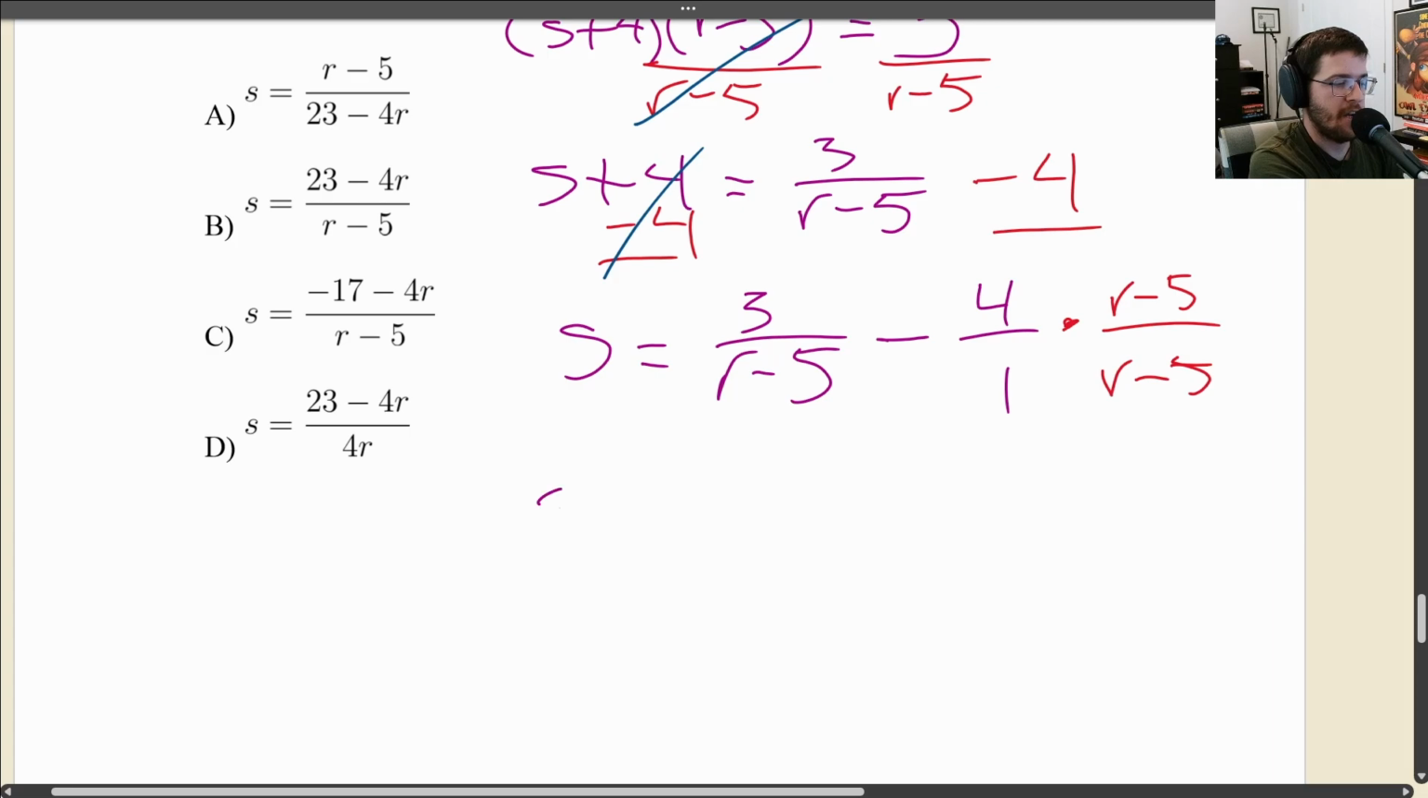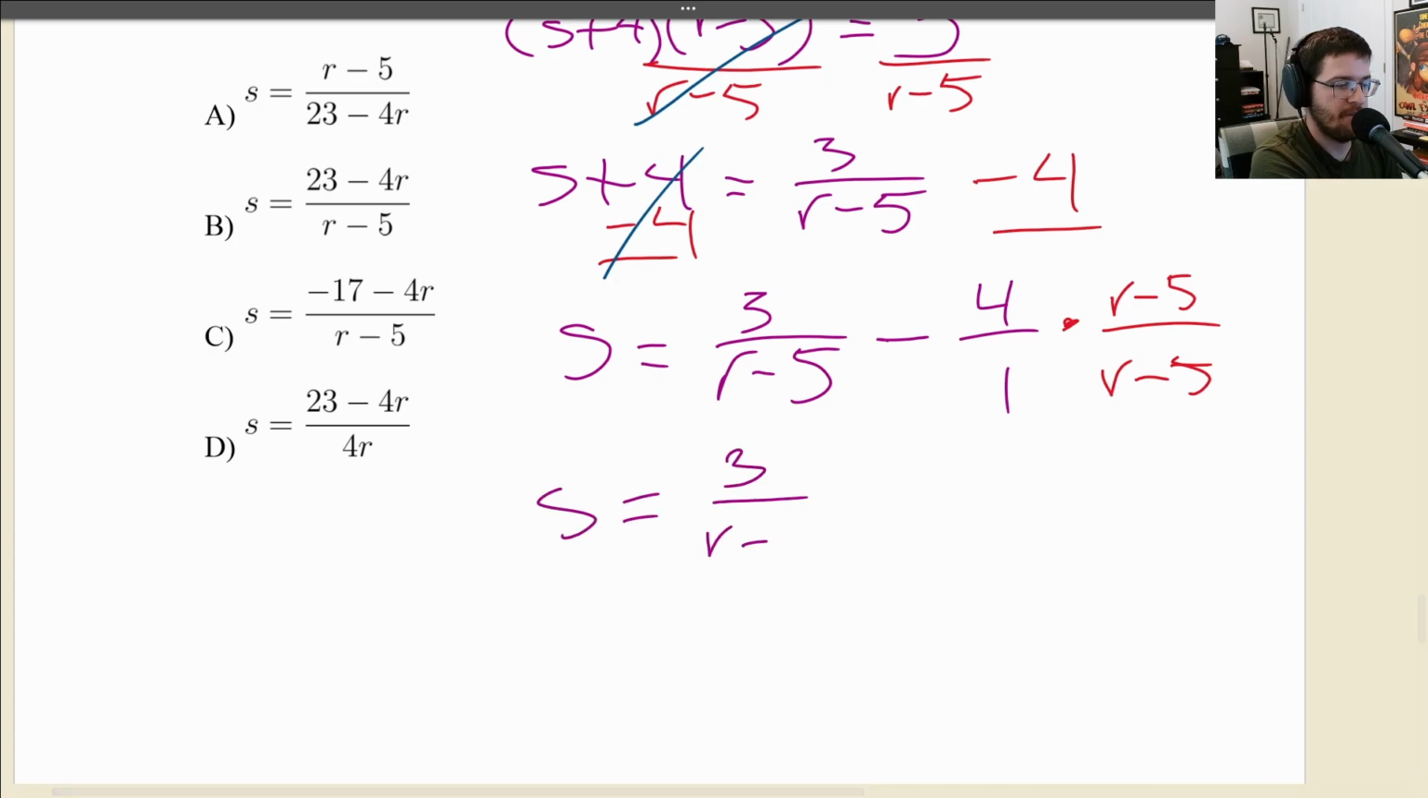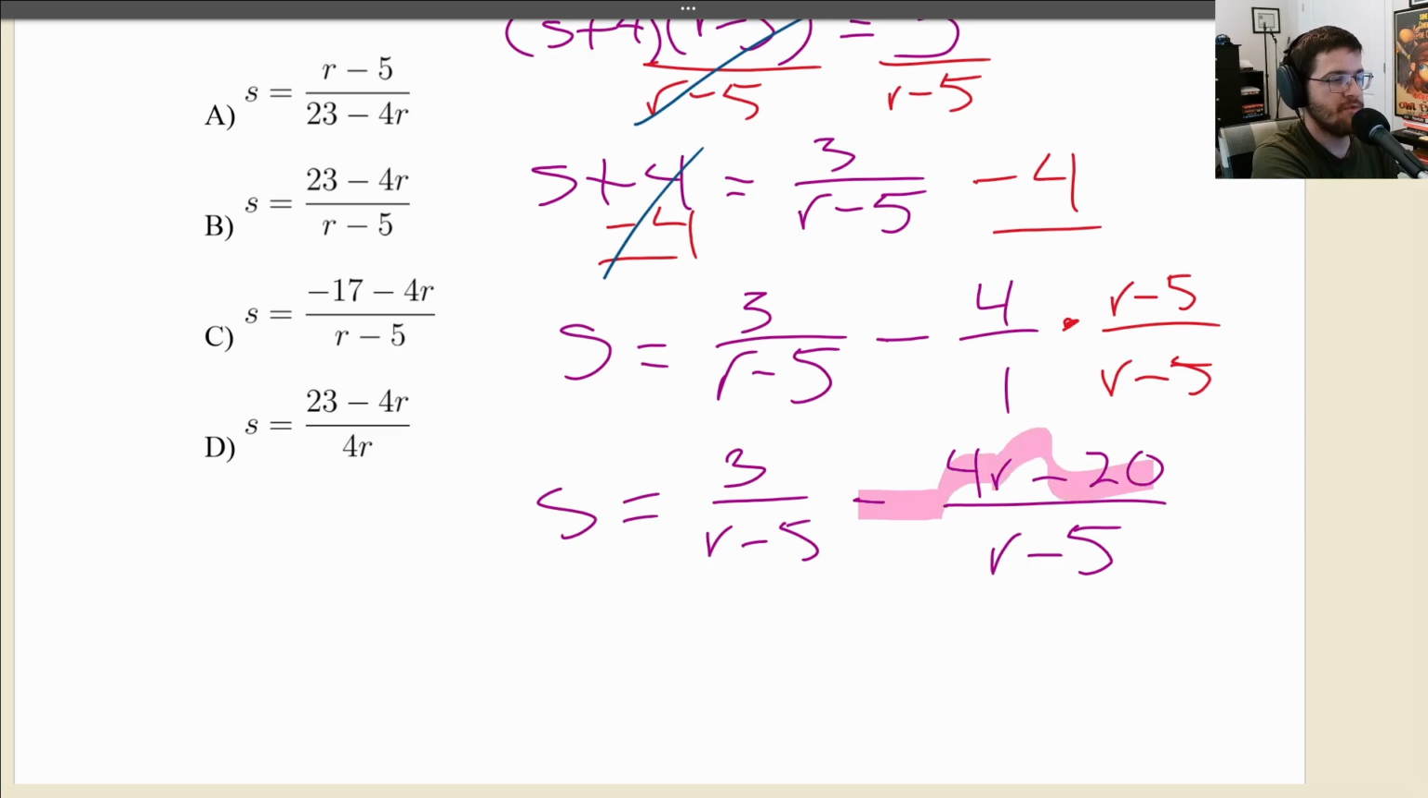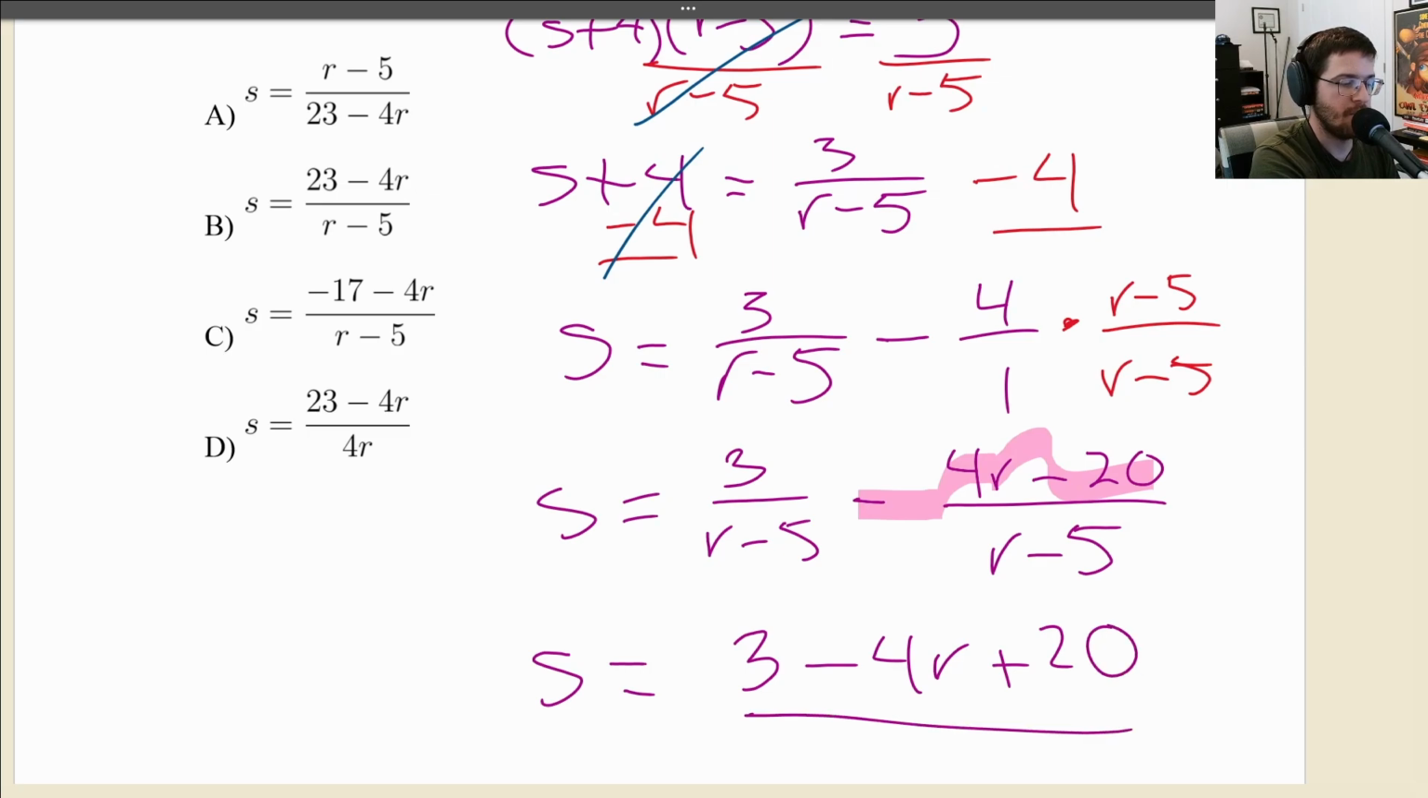So I've got s equals 3 over r minus 5 minus, I'll worry about the minus later. Keep that minus there. 4 times r minus 5, 4r minus 20. 1 times r minus 5 is just r minus 5. Okay, so now I got a common denominator, so now I just got to combine it. But you got to be really careful when you subtract rational expressions, guys. This minus sign here gets distributed to the whole thing. So it's really going to look like this. It's going to be s equals 3 minus 4r, and then lots of people write minus 20, but it's really negative times negative 20, plus 20, over r minus 5.